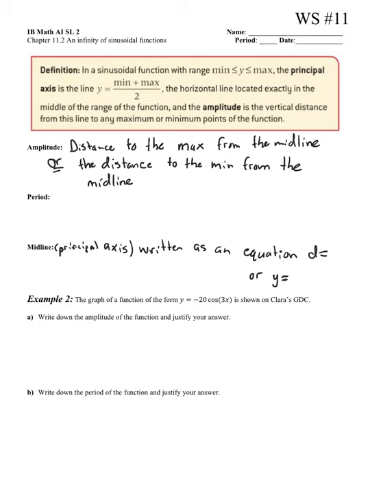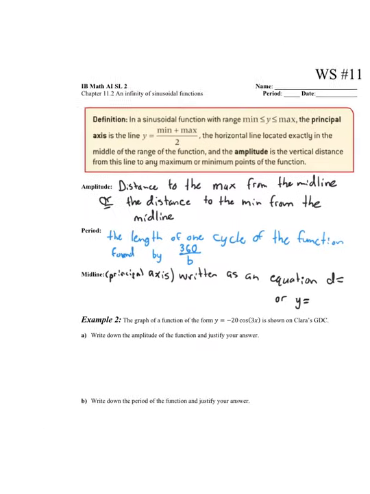And then the final thing was the period of the function, which we talked about. It's basically the length of one cycle of the function. And it's found by doing 360 over whatever the b value is. And I guess important to write down, we'll write down what the equation looks like just so we know where the d equals is coming from.